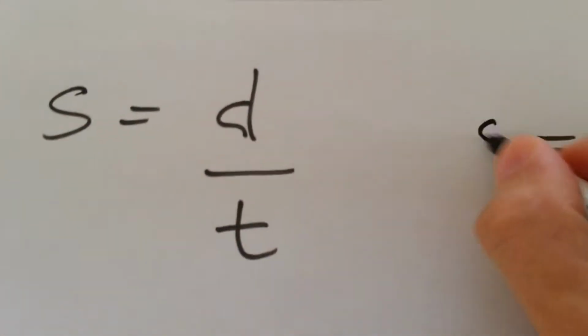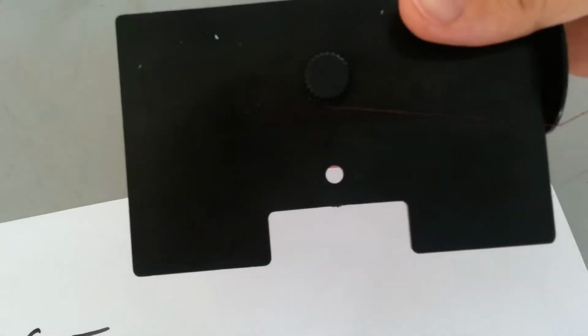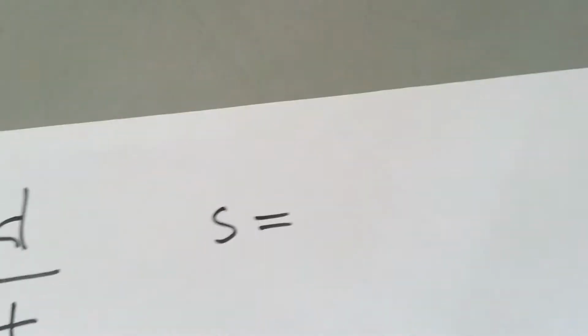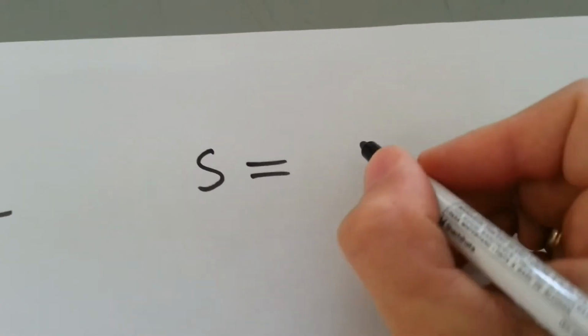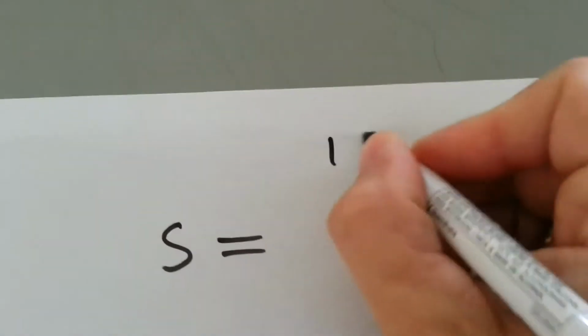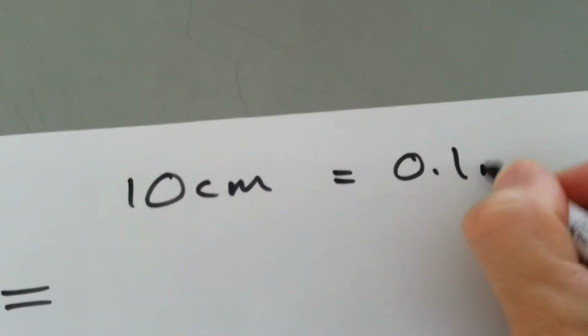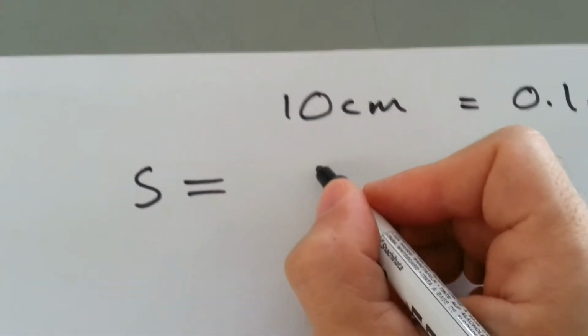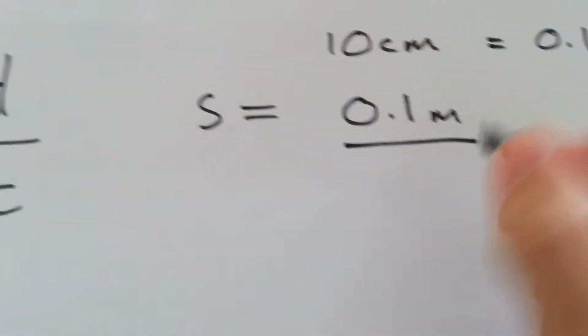So our speed is going to be the distance of the car. Now the distance of the car, you can see there, is actually 10 millimetres. I'll save you having to measure it. Sorry, 10 centimetres, or 100 millimetres. But if you remember, 10 centimetres is actually 0.1 metres. So let's write our numbers in. 0.1 metres divided by our time.